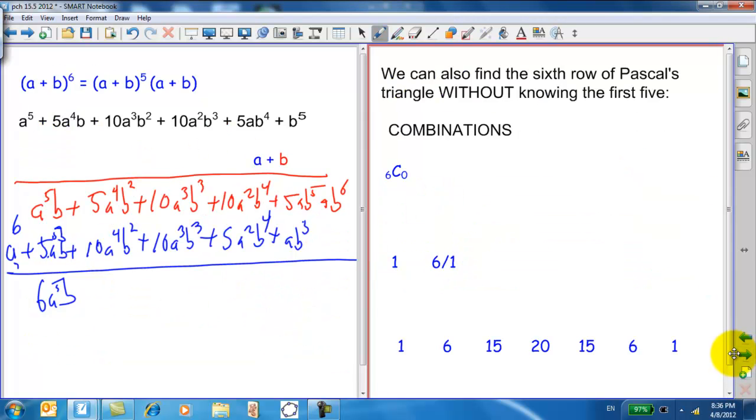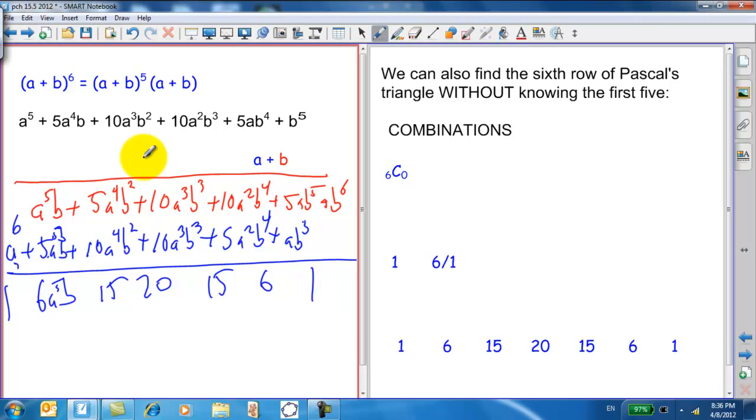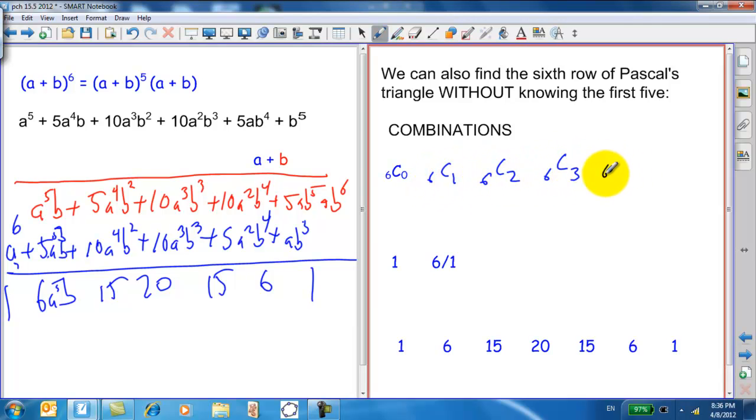We can also find the sixth row of Pascal's triangle without knowing the first 5 by using combinations. This whole row of 1, 6, 15, 20, 15, 6, and 1, we got by going all the way down Pascal's triangle, but you can also do it with combinations: 6C0, 6C1, 6C2, 6C3, 6C4, 6C5, and 6C6, and you're back to 1 again. And you can also do it by multiplication.